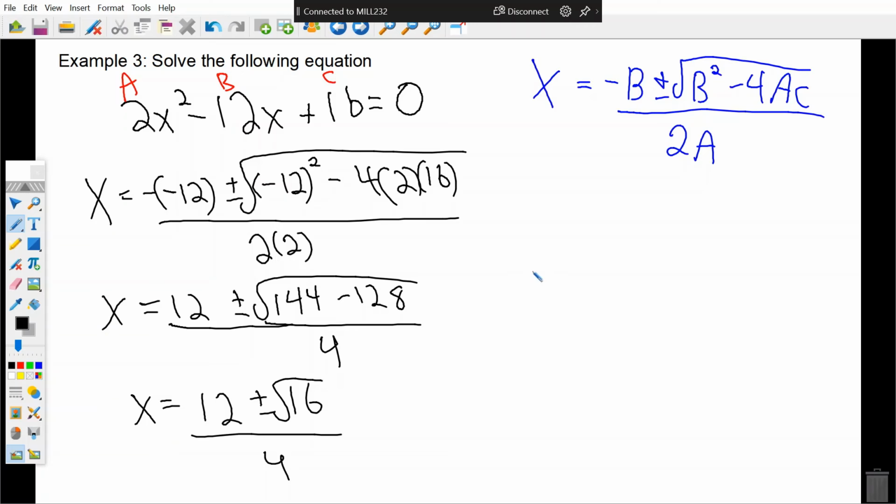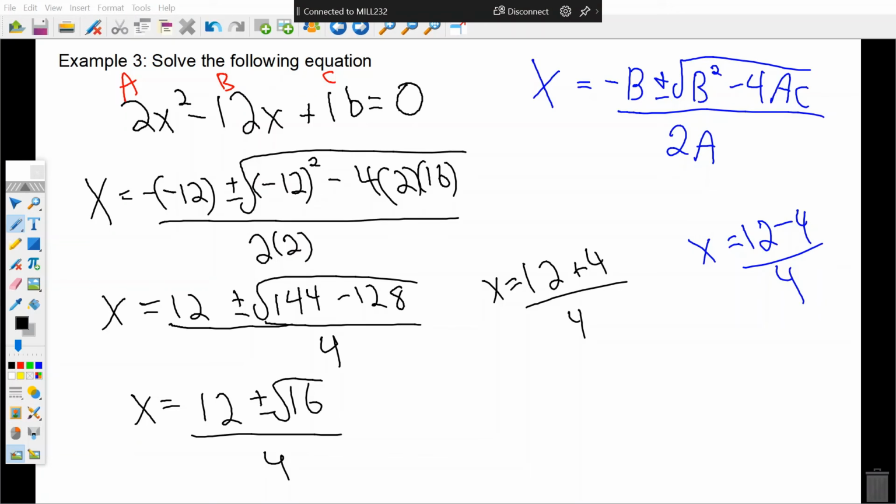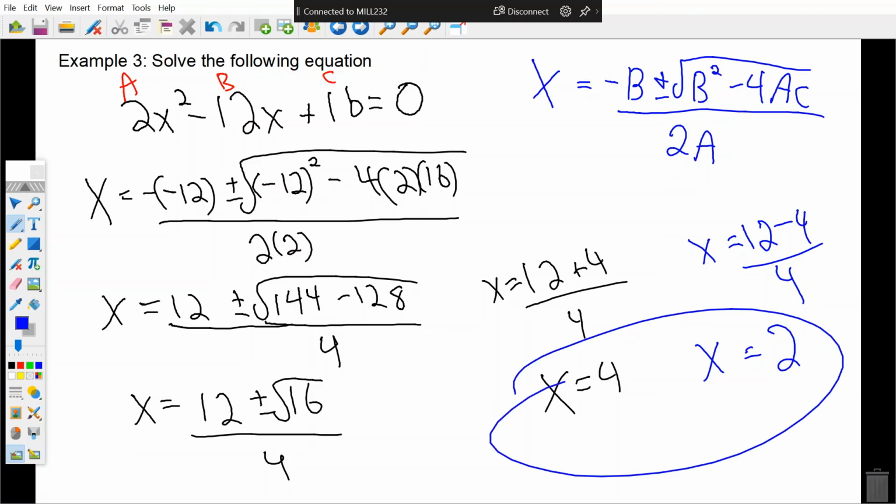So now we have 12. x equals 12 plus 4 over 4, and x equals 12 minus 4 over 4. 12 plus 4 over 4 divided by 4 is going to be 4. 12 minus 4 is 8. 8 divided by 4 is 2. So your x-intercepts are 4 and 2. Okay?